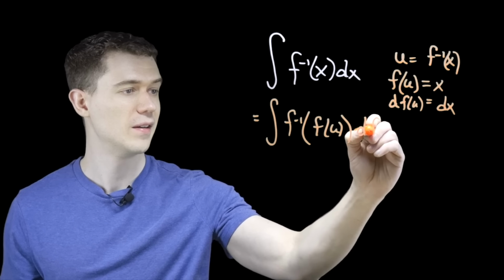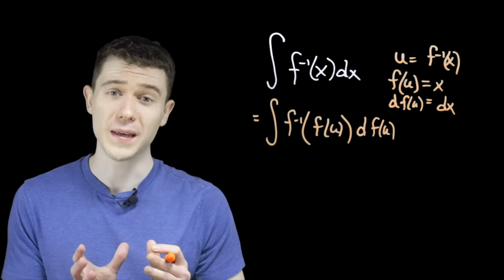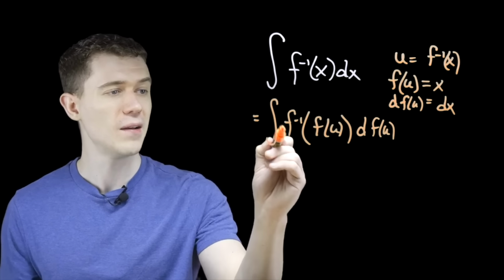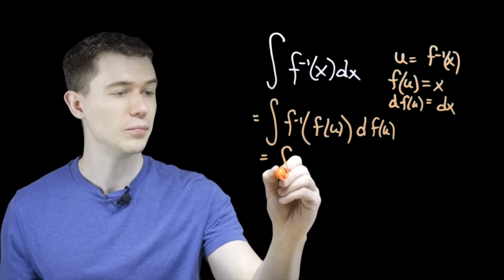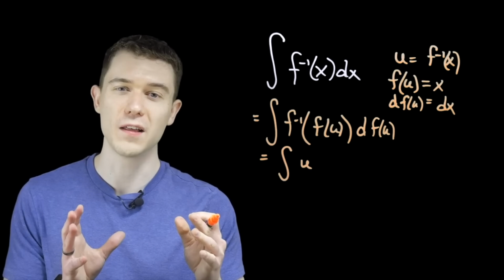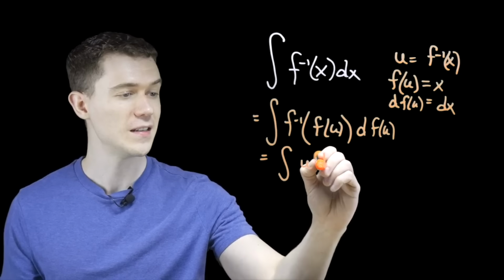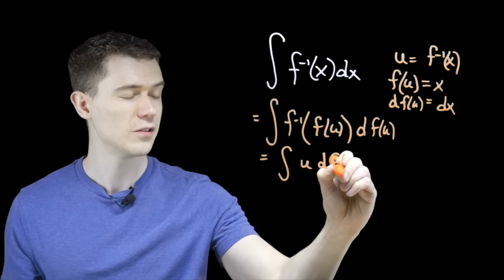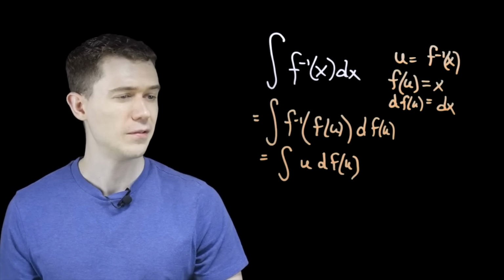Now we have df of u. Well, we can do a little bit of simplification now, can't we? Since we have f inverse of f of u, we know that's simply u. That's how inverses work. When we compose inverses either way around, they just output the underlying variable, in this case u. So now we have the integral of u df of u.